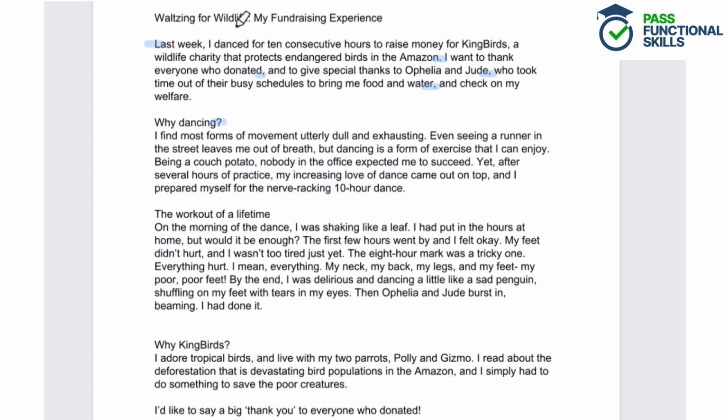We've got a colon at the top that adds further detail to the title. So Waltzing for Wildlife, and then explaining that we're going to talk about a fundraising experience. We've also got question marks that have been used, so why dancing and why kingbirds. This creates sort of a question and answer structure within the text that really shows what each paragraph is going to be about and indicates that they're going to answer these questions.